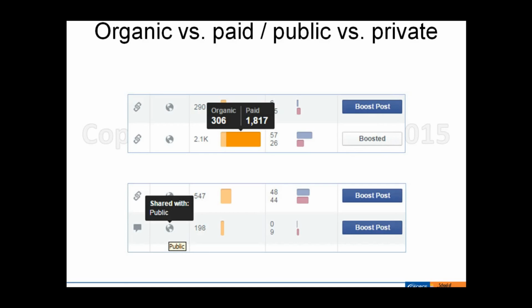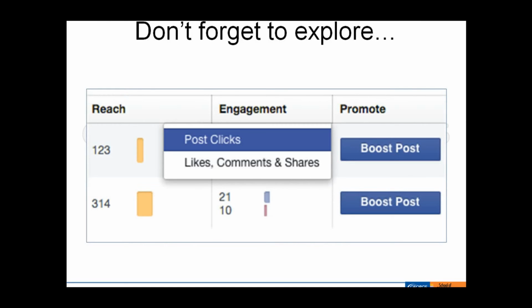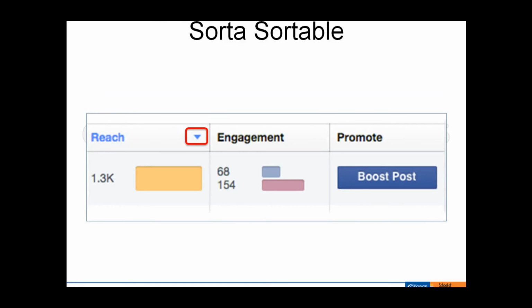Now you can slice and dice your posts in many different ways. So if you click on, say, engagement, you can pull up just post clicks or likes, comments, and shares. You can also sort. So you can sort reach just by clicking it, and you can sort from lowest to highest or highest to lowest using this little arrow.